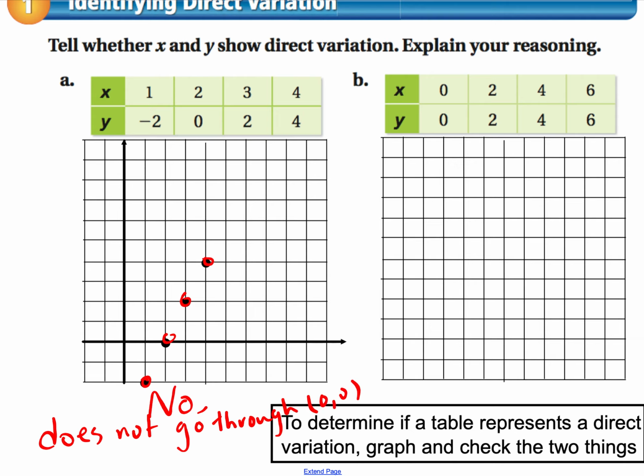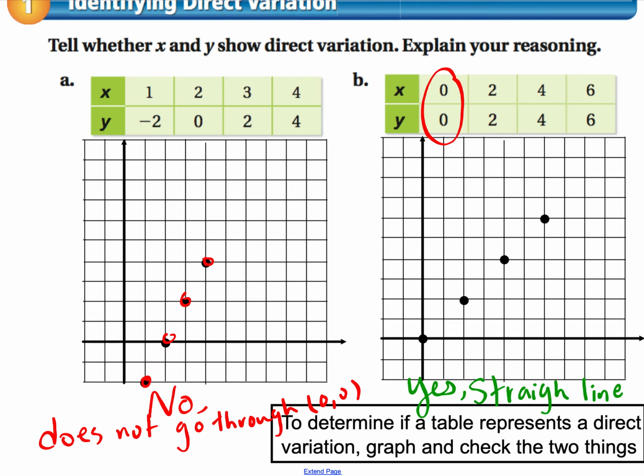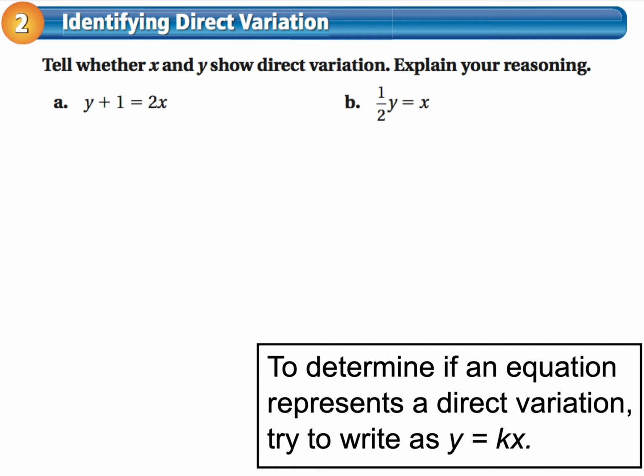Okay, the second example here, we can actually see from the table that it goes through 0, 0. It just has to have everything proportional. If we graph these points, you can see that they end up being in a straight line and they go through the origin. So these do show direct variation. They are proportional. And explaining, it is a straight line through the origin. If it's got those things, it's definitely a direct variation.